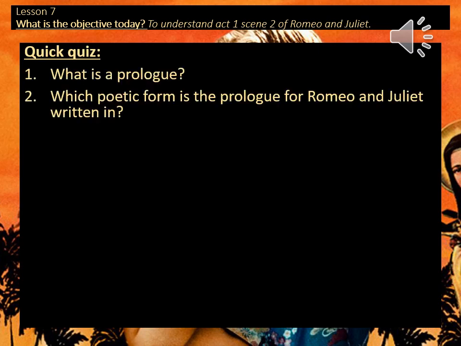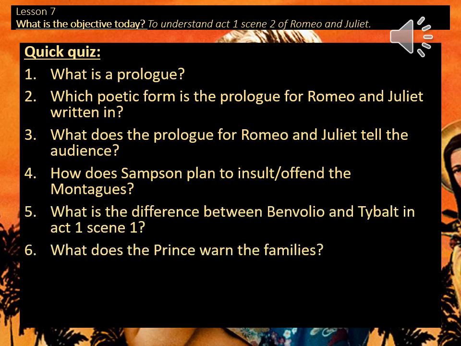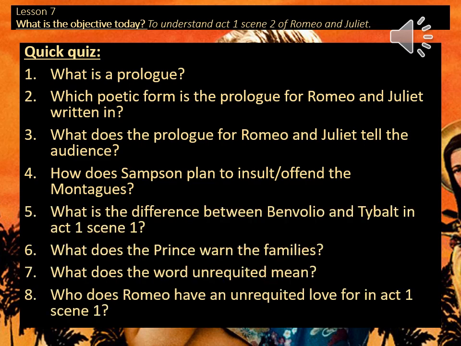Okay, lesson 7. This lesson is all about understanding Act 1, Scene 2 of Romeo and Juliet. And we will start today with a bit of a longer quick quiz because the scene we're looking at today is a little bit shorter. So have a go at answering these questions, which helps to recap some of the things we talked about in the last couple of lessons.